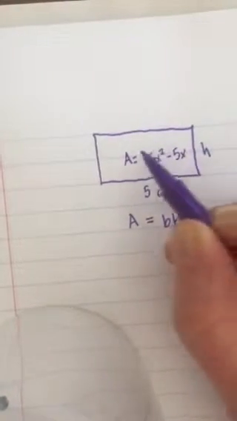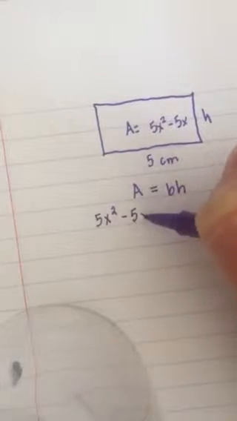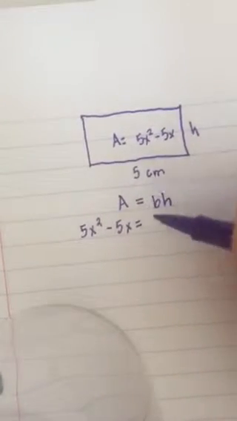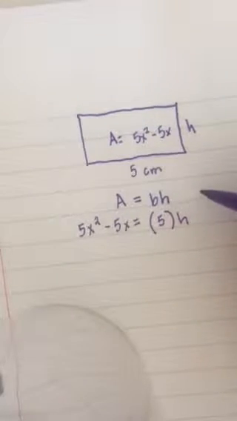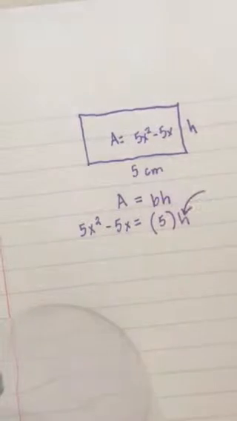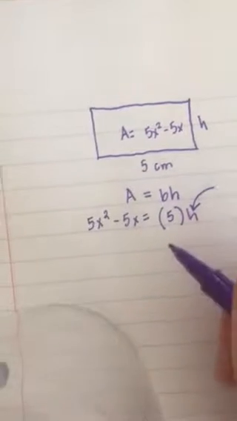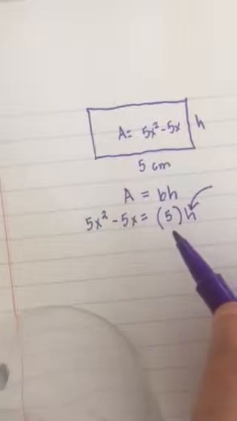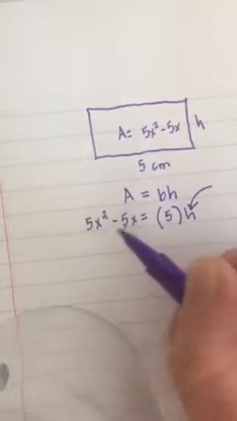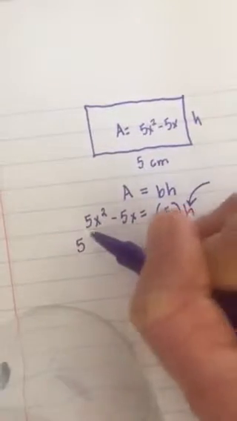This is not height, this is area, so of course it has to go on the area side of the problem. 5x squared minus 5x equals our base, that can go in the base spot, times our height. And we want to solve for h. Okay, so we need to move 5 to the other side of the problem. Well, before I do that, there's one thing that I want you to see, and that is that this can be simplified. There's a 5 in both of these, and if we divide both by 5, we would have 5 outside.